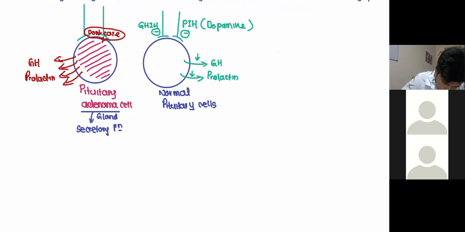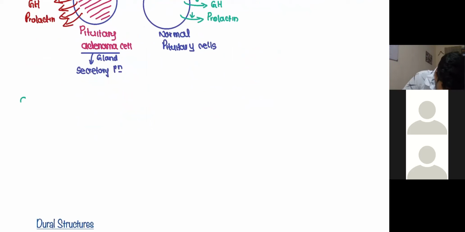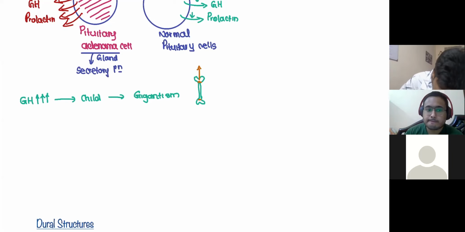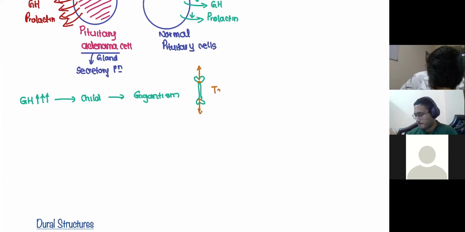Let me just quickly explain. If there is excess growth hormone in a child, it is called gigantism. When you talk about gigantism, what is this area of the bone which grows? Epiphyseal plates. Yes, these can elongate, so the person will be taller.